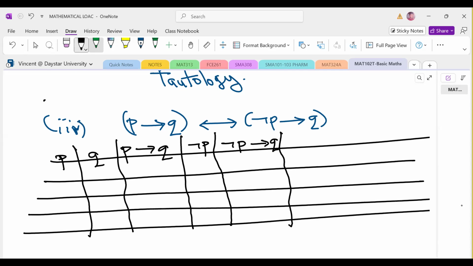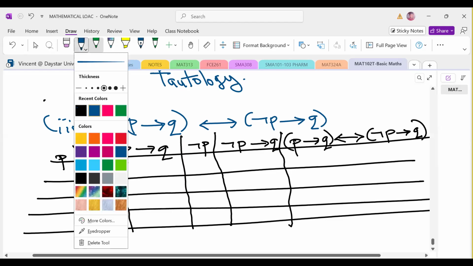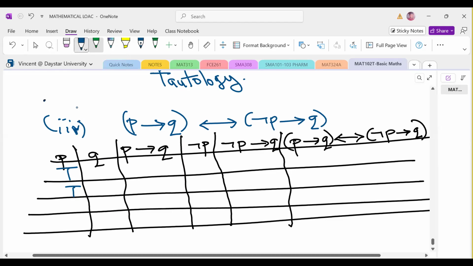So P implies Q if and only if not P implies Q. So this is what you have. So this is true, true, false, false, true, false, true, false.